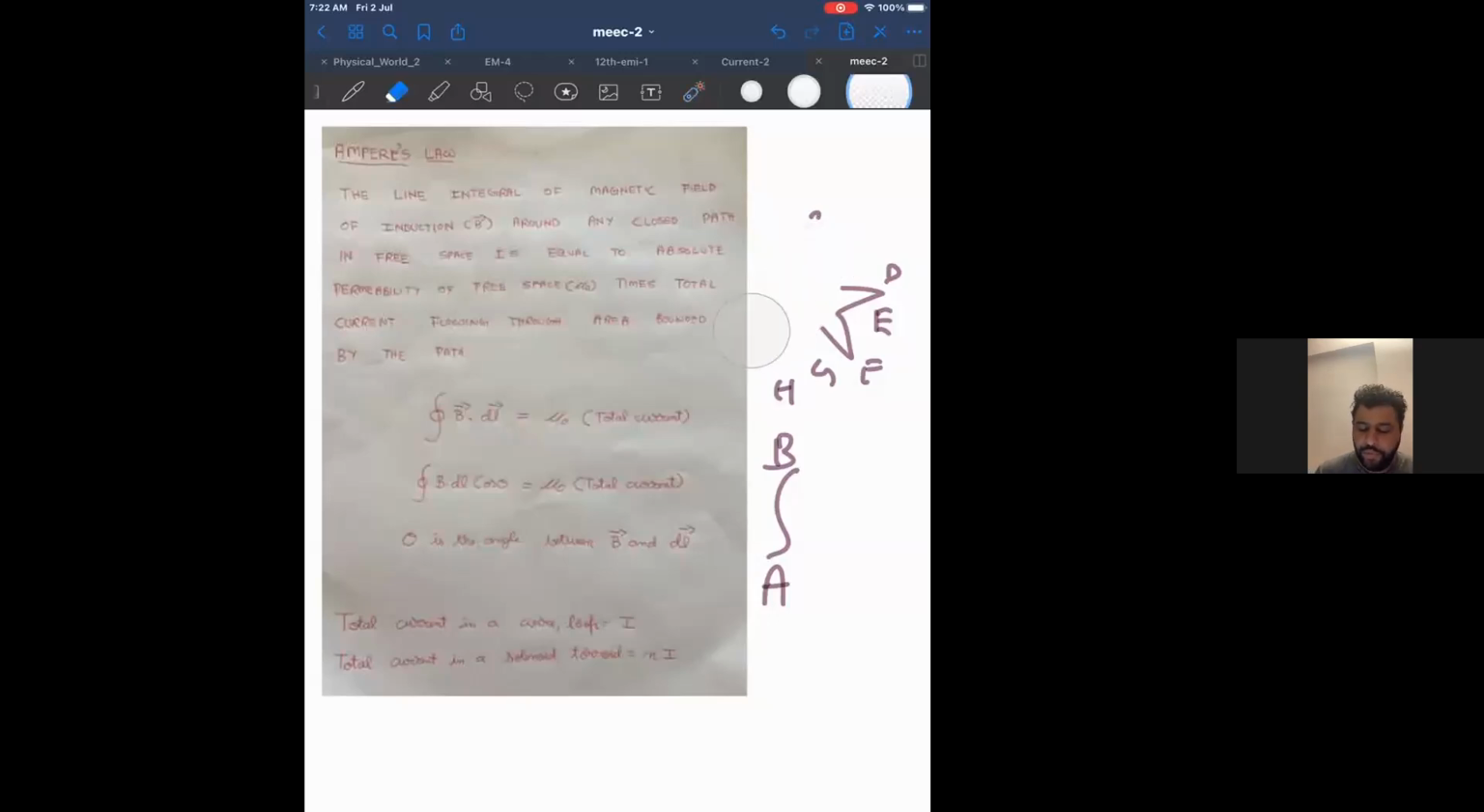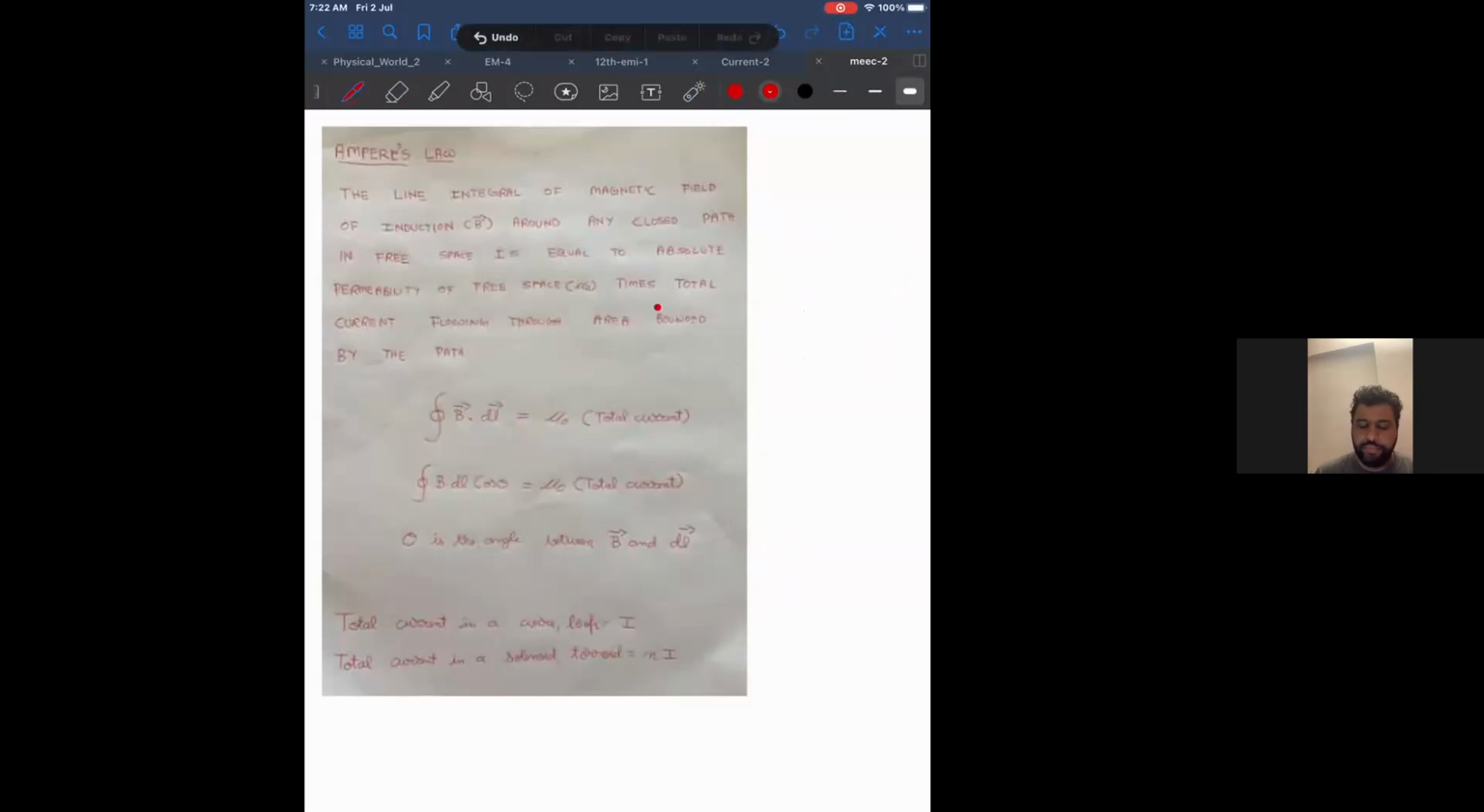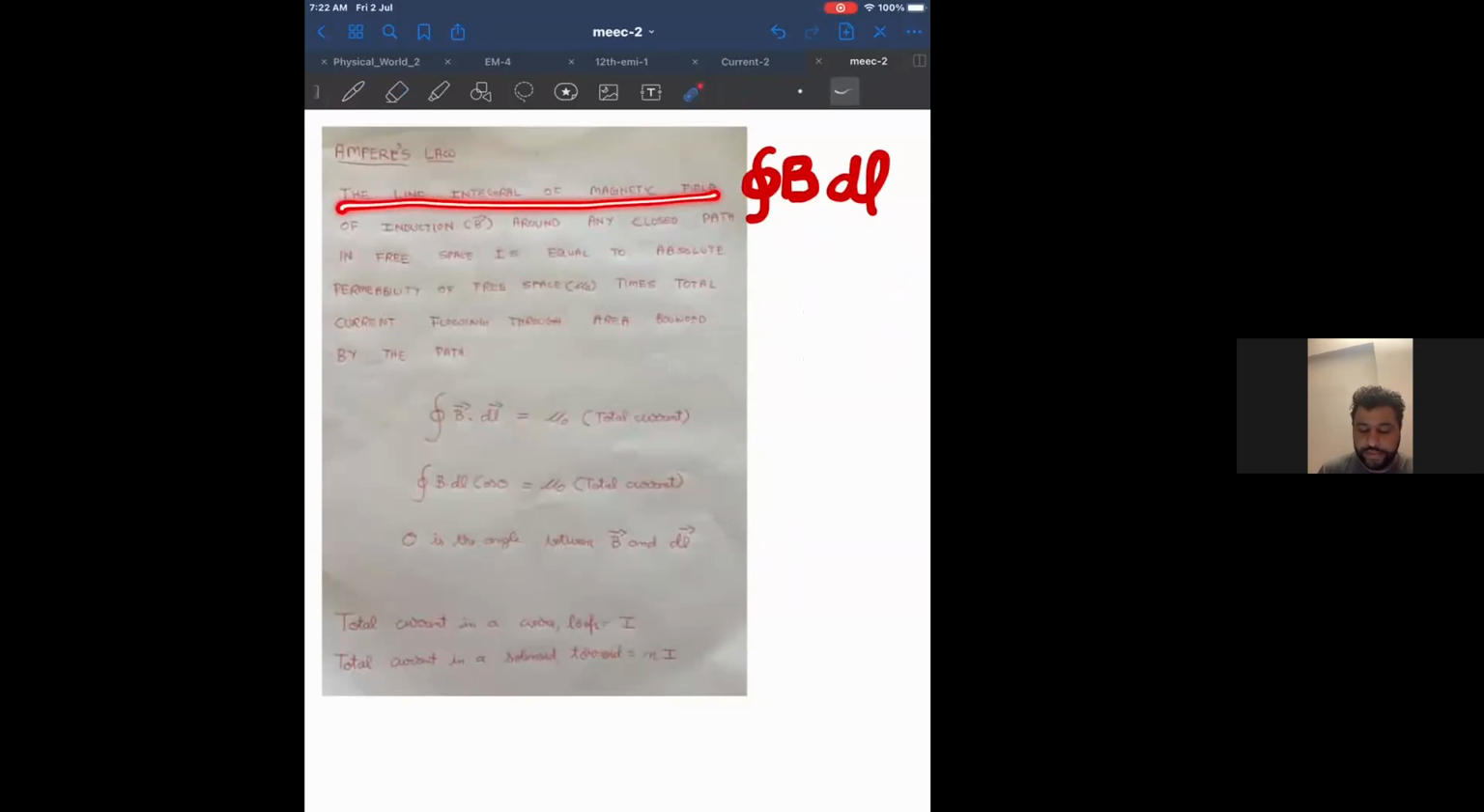Now, if you know the statement, you will automatically know the formula, or if you know the formula, you'll automatically know the statement. So listen to this. What is the first line of Ampere's law? The line integral. Line integral means integration with respect to length of magnetic field of induction around any closed path. So if you notice the first two lines, if I want to write it in mathematical form, it is this. Just notice.